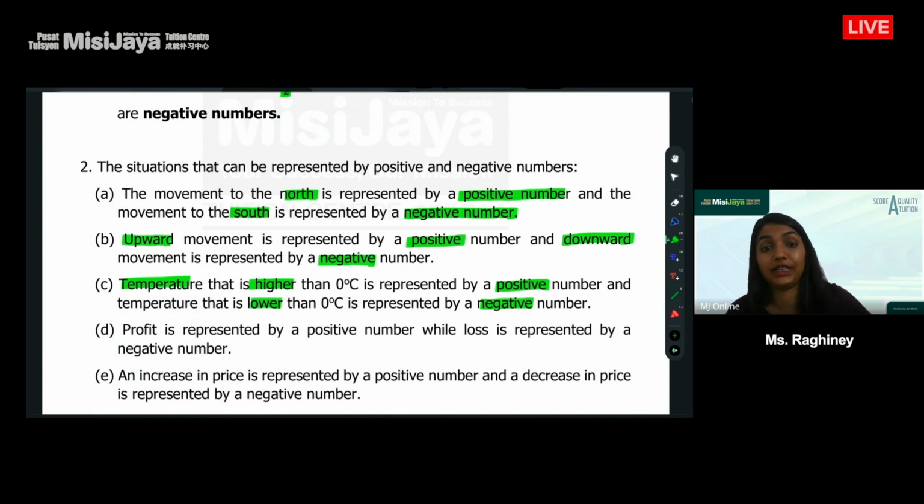What's the temperature here in Malaysia? The temperature is 32 degrees Celsius, right? But in certain countries, they say, we're having a blizzard. It's currently negative 40 degrees Celsius. It's very cold. So that means it is a lower temperature. It's lesser than 0, isn't it?